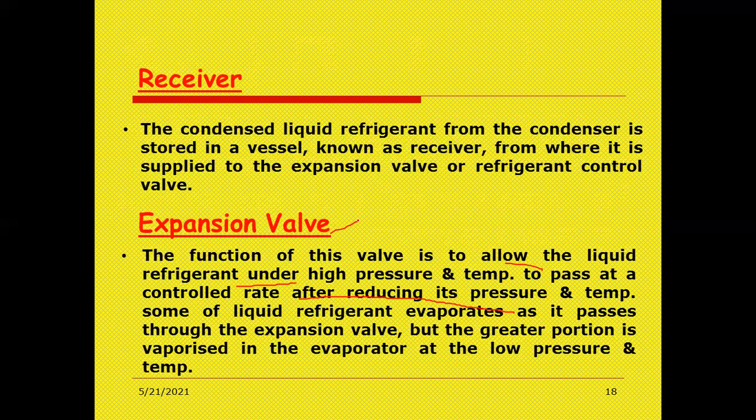So what happens here? The expansion valve takes the refrigerant under high pressure and high temperature, and passes it at a controlled rate after reducing the temperature. Some of the refrigerant evaporates as it passes through the expansion valve, but the majority is vaporized in the evaporator. That is the concept of the vapor compression refrigeration cycle.